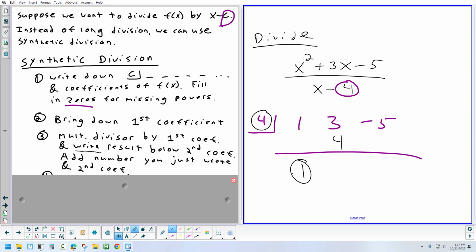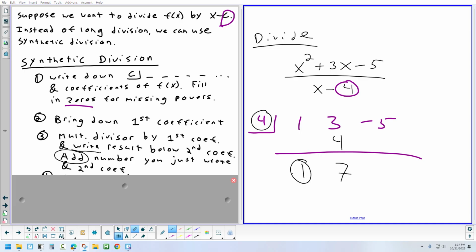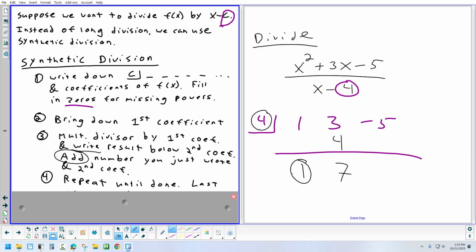Put the answer in the second column. Now, big difference between what we learned yesterday and today. Add your columns. Don't subtract. Okay. What's 3 plus 4 give me? Yeah, 7. Okay. So now we're going to keep repeating this process. So we brought the 1 down. We just brought it down. And 4 times 1 is 4, and 3 plus 4 is 7.